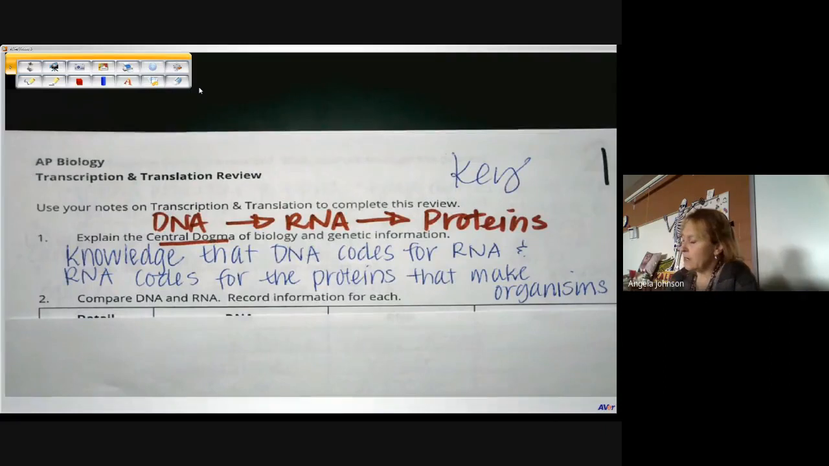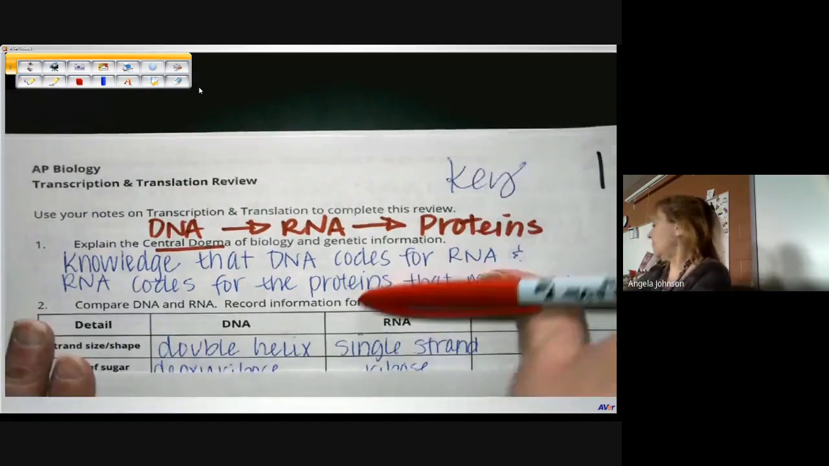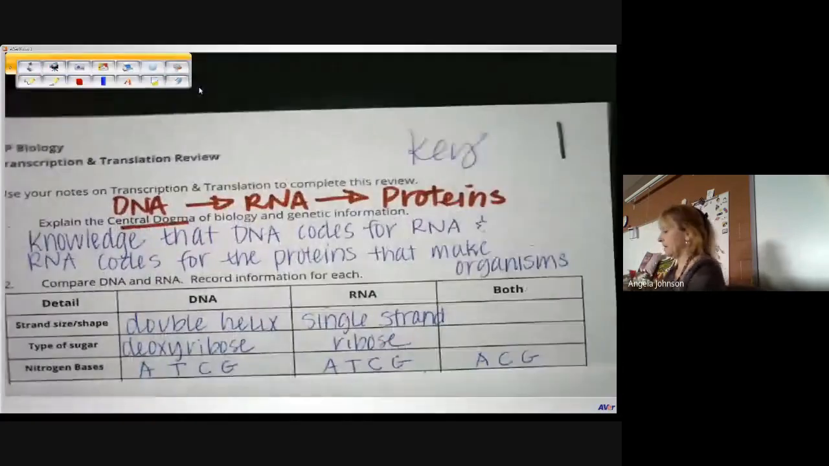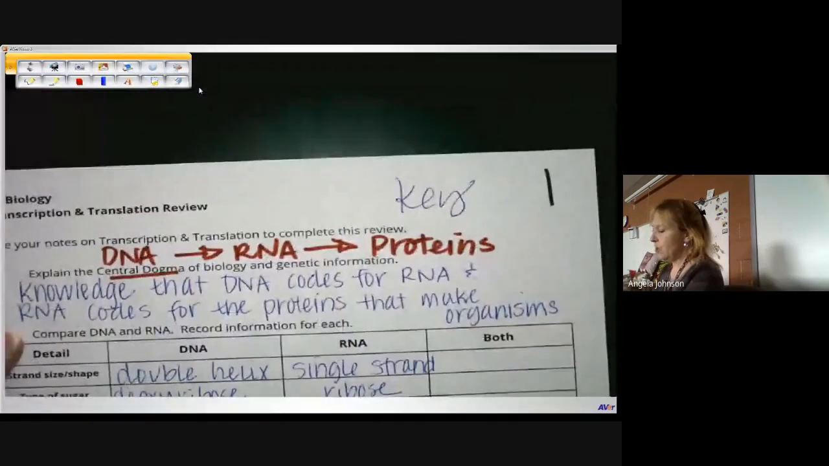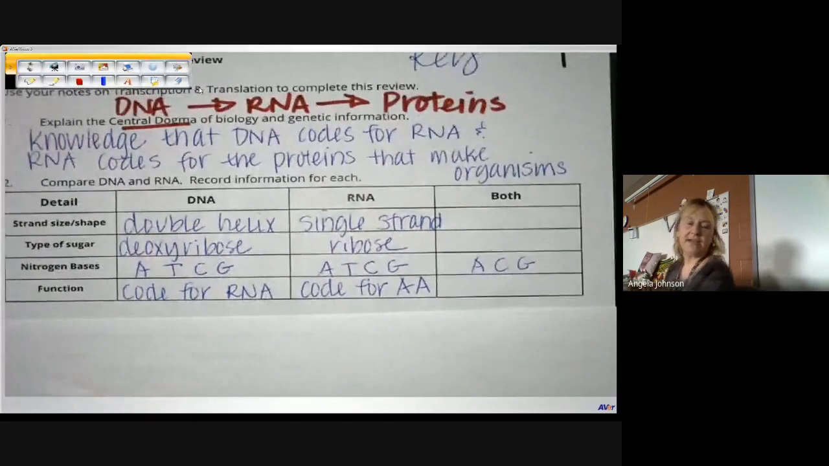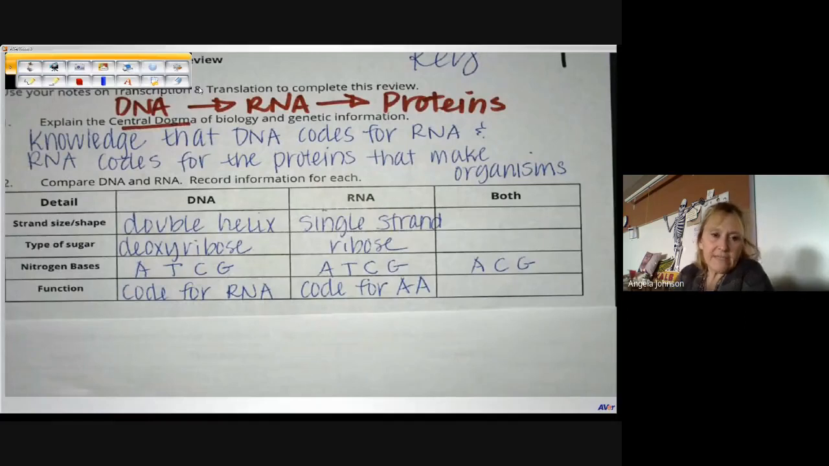Comparing DNA molecules and RNA molecules. I want to compare the two. DNA is a double helix. It has a deoxyribose sugar. The nitrogen bases that make up DNA include adenine, thymine, cytosine, and guanine. And the function is that it codes for RNA.